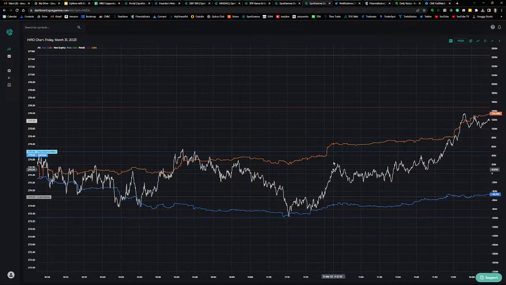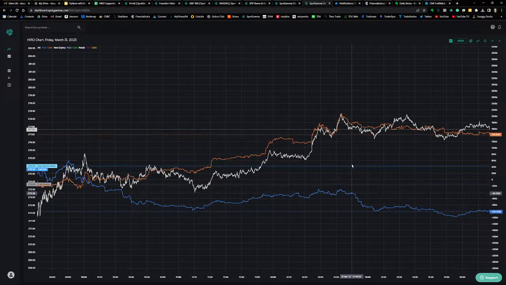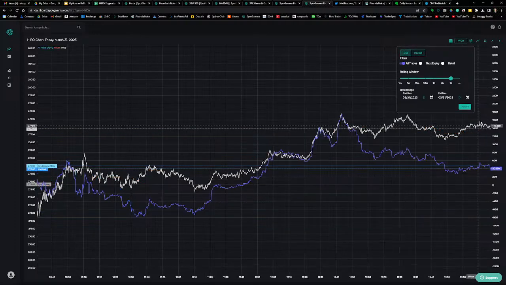And then over time that has started to dominate. Now call buyers are dominating and traders are starting to sell puts. And then as they start to buy puts again, prices leveled off around 12:50 to 1 o'clock. So call buyers are still dominating slightly. Let's go back to Bookmap.